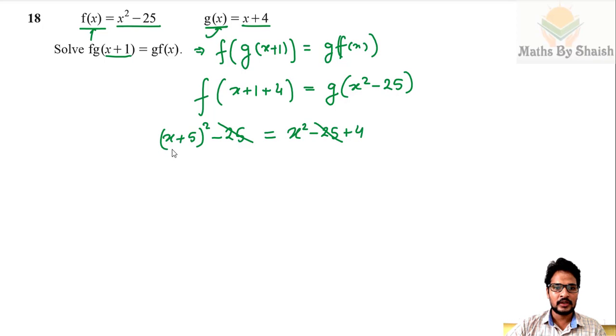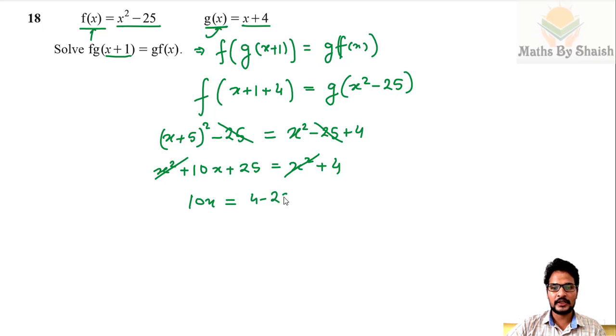And now we use the identity (a plus b) whole square to open the bracket, and we got this thing as x square plus 2ab, that is 10x, plus 25 equals to x square plus 4. Now we can cancel these two, same, and hence 10x equals 4 minus 25, and 4 minus 25 is minus 21, and that's how we get x value as minus 21 upon 10, and that is minus 2.1. So the solution is x equals minus 2.1.